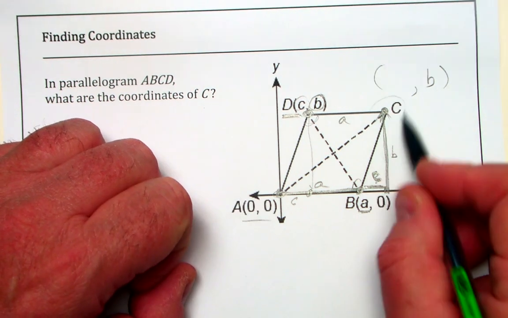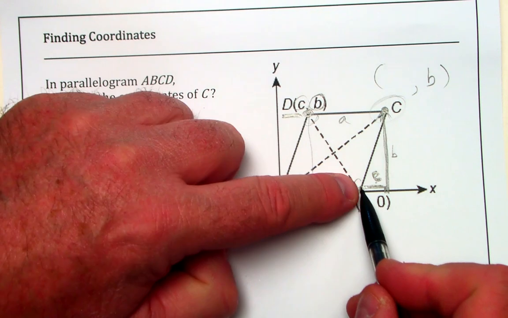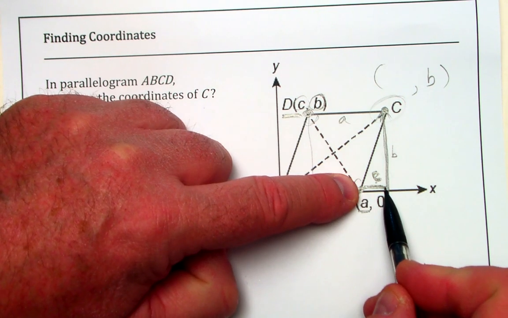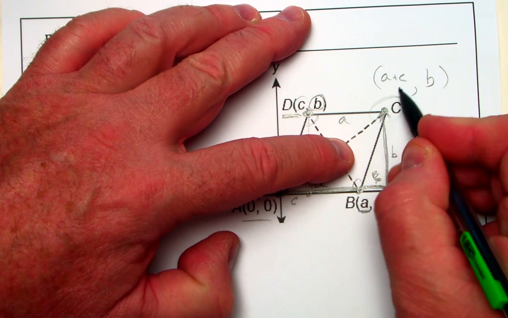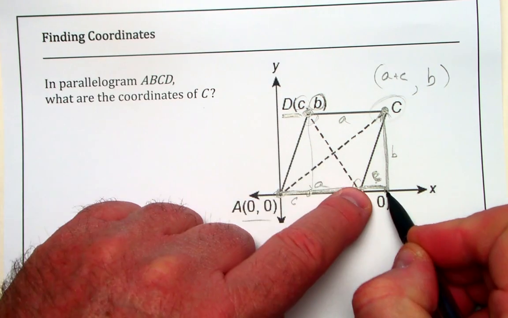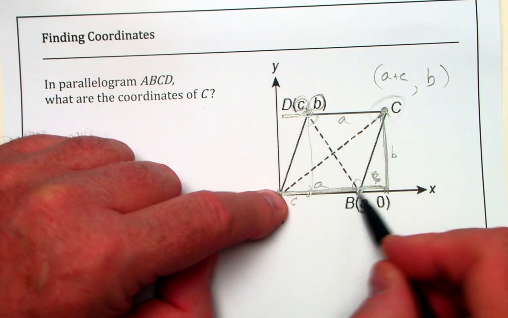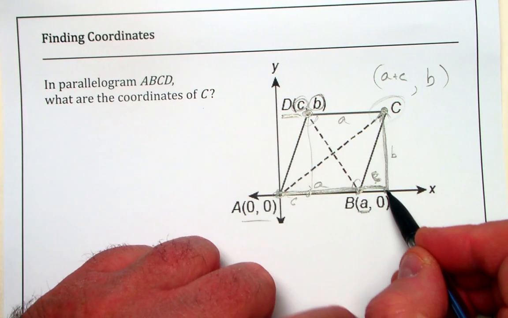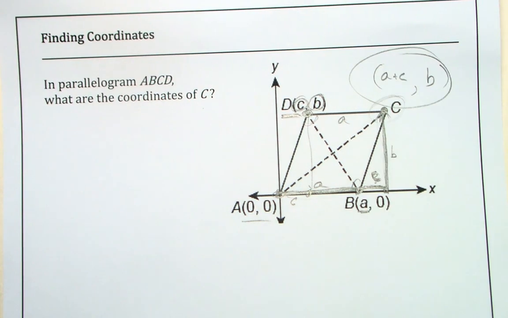So to get to this corner, we've got to go A units plus C units. So this x coordinate is A plus C. It's A plus that length, which is C. So A plus C, comma, up B. And so there is the coordinate for point C.